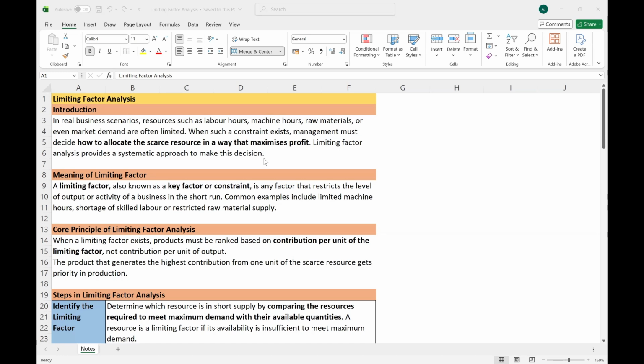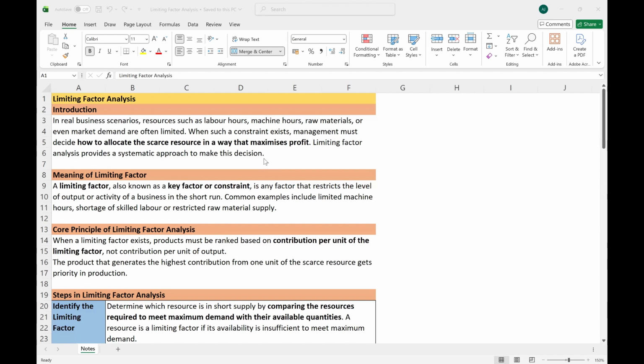Today, I will explain limiting factor analysis to you. Limiting factor analysis is a short term decision making technique used in management accounting when an organization faces a constraint or bottleneck. In real business scenarios, resources such as labor hours, machine hours, raw materials, or even market demand are often limited. You don't get everything unlimited, right? There can be limitations. When such a limitation or a constraint exists, management must decide how to allocate the scarce resource in a way that maximizes profit.